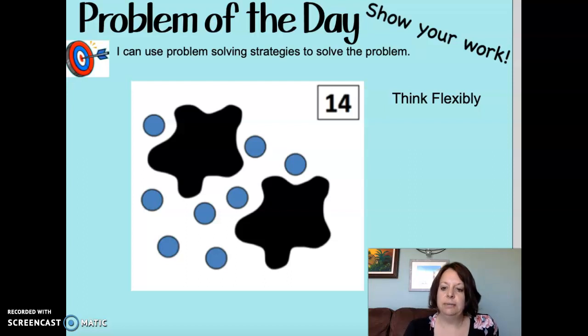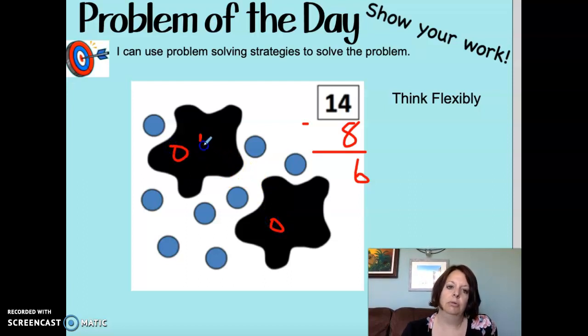We know that there are 14 blue dots total in our splat area, and we know that 1, 2, 3, 4, 5, 6, 7, 8. We know that 8 blue dots are showing. So if we subtract 8 from 14, we know that there are 6 underneath here. So if we do like 1, 2, 3, 4, 5, 6, we know that there are 3 under each splat.